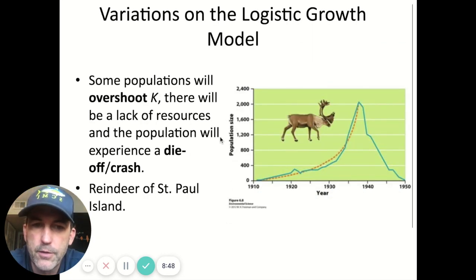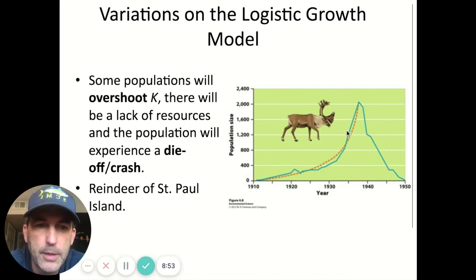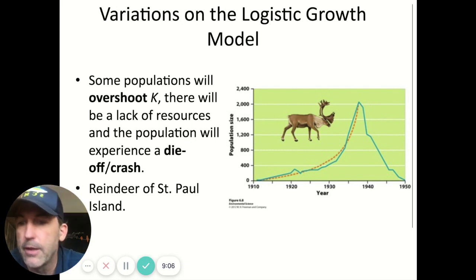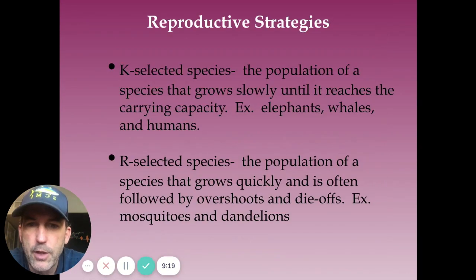Okay, here's this idea of overshoot. So you have reindeer on St. Paul Island, a big population explosion. The reindeer grazed most of the lichen that was available, and then they had a period where basically many of the individuals starved, and the population decreased dramatically. And then in theory, the lichen would recover, and as the lichen recovered, then the reindeer or the caribou would recover as well. Okay, just another way of looking at that.